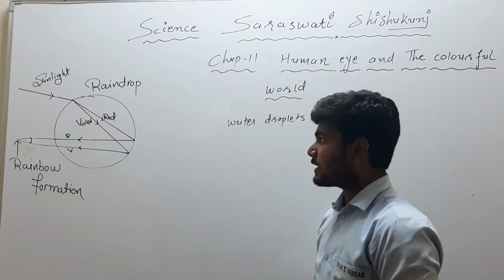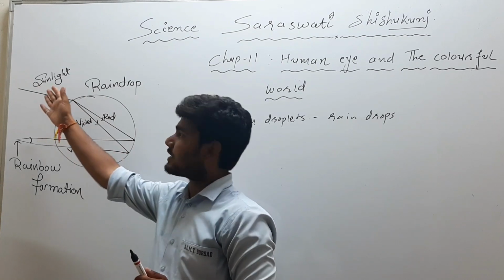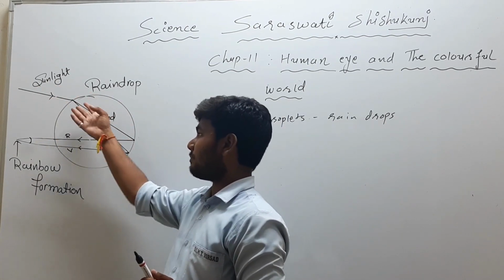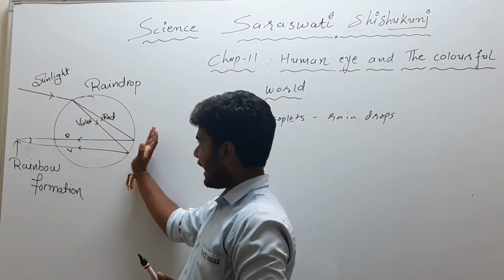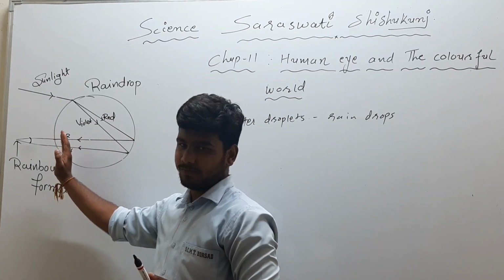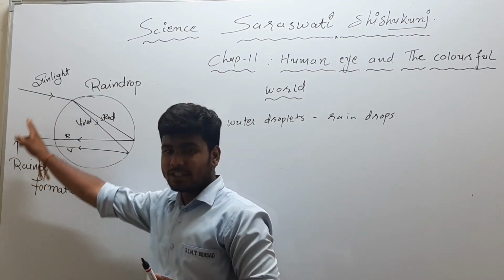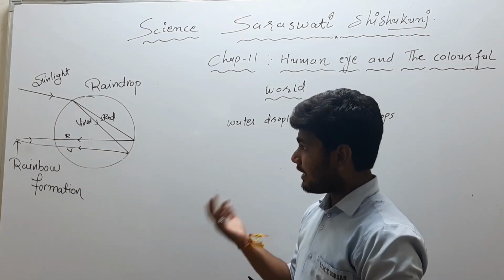As I have tried to explain here, this is our raindrop. The white sunlight which enters here, when it enters from one medium to another medium, will get dispersed also, and internally it will get reflected, and we are able to see that spectrum from violet to red.